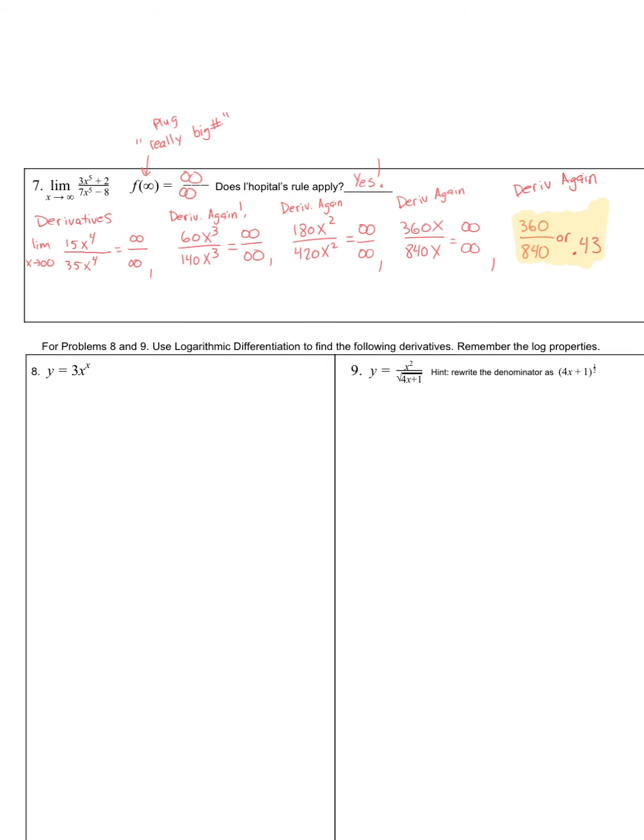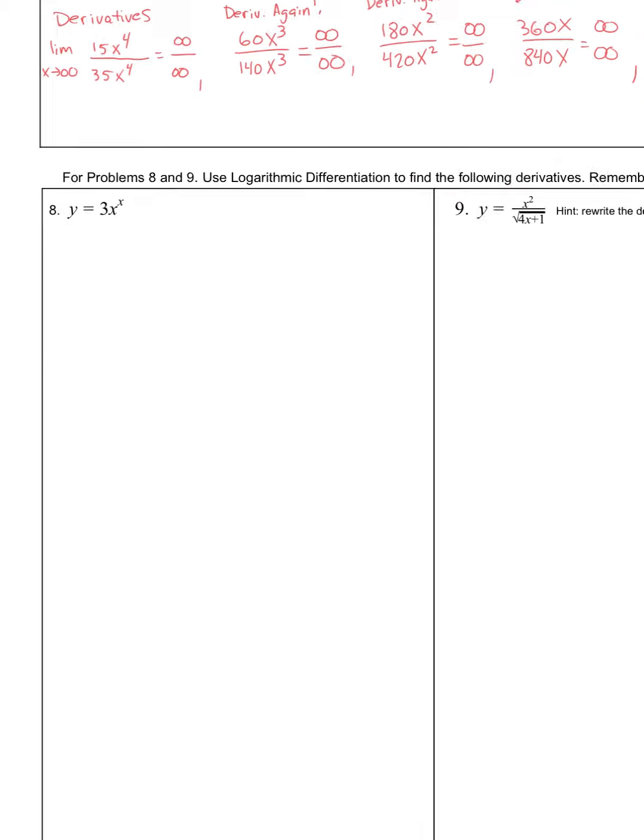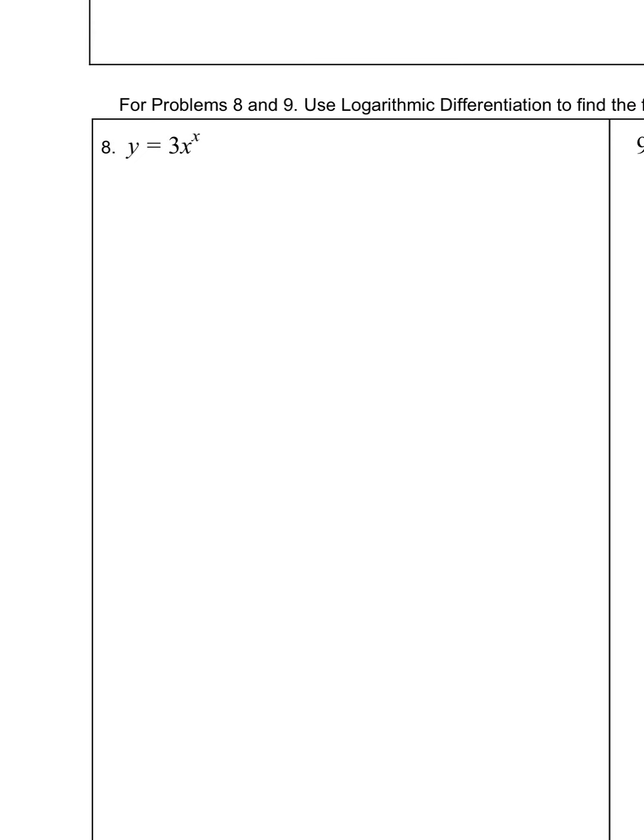Okay, the last thing that we're going to talk about for our Chapter 6 test is logarithmic differentiation. So let's go through these examples. If you remember, the first thing that we do is we ln both sides. All right, so we go to work. We take the ln of the left, ln y, and we take the natural log, ln, of the right side, 3x to the x.